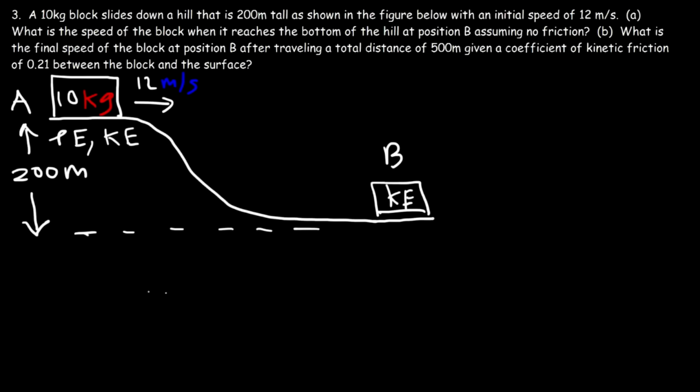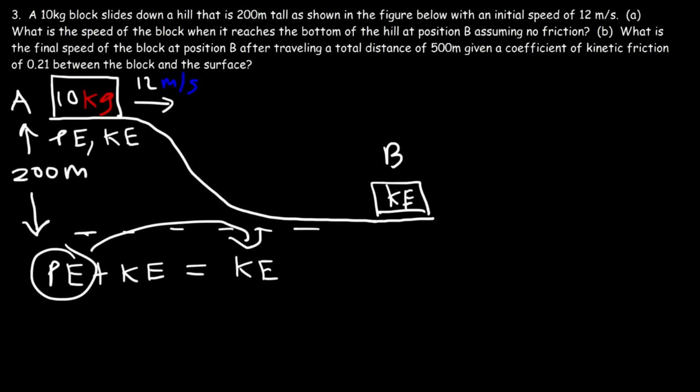So at position A, we have potential energy and kinetic energy. At position B, we only have kinetic energy. So all of the potential energy at position A is going to go to the kinetic energy of the object. The object speed will increase beyond 12 meters per second. So let's go ahead and calculate that speed.